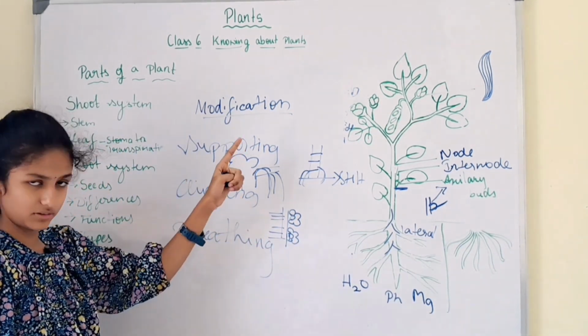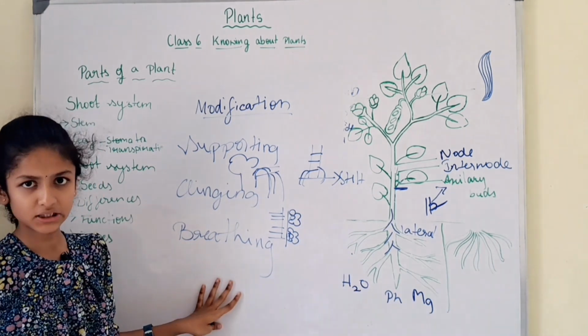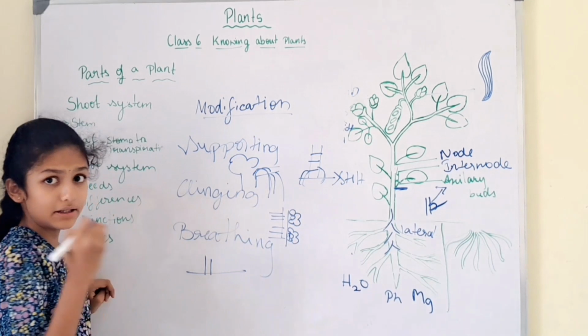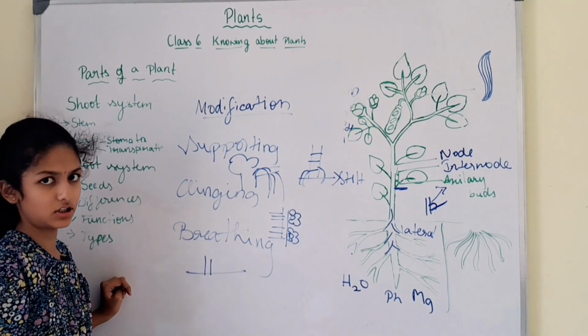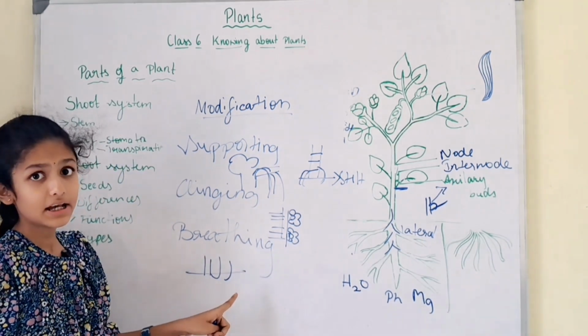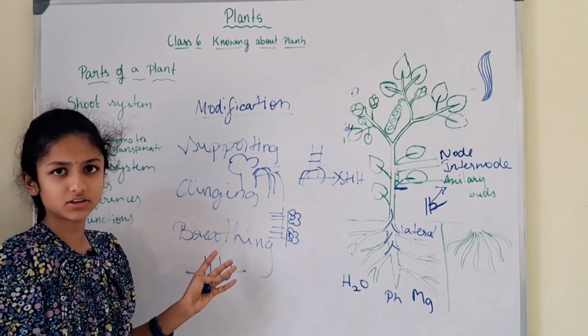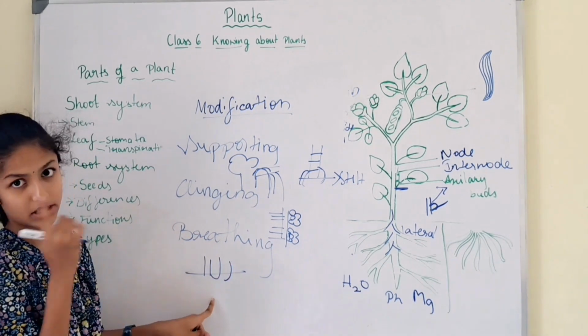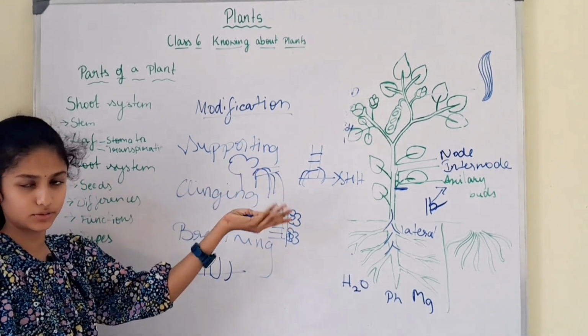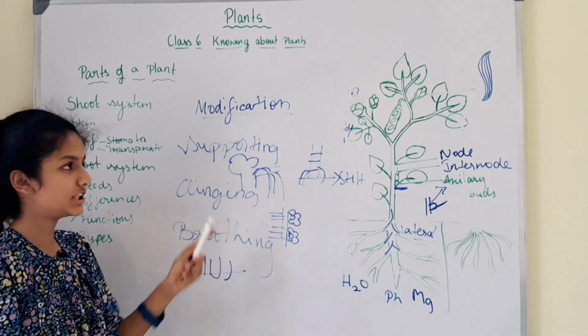Clinging roots, supporting roots. Mangrove plants grow in wetlands. In these wetlands, the roots need oxygen, but they can't take dissolved oxygen. So what do they do? They grow upwards, so that in search of oxygen they can take it from the atmosphere. They grow upwards for breathing, so they are known as breathing roots. We have completed modification of roots.